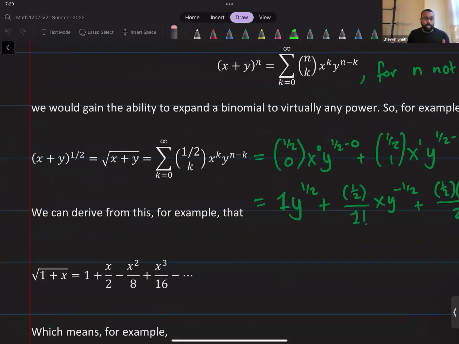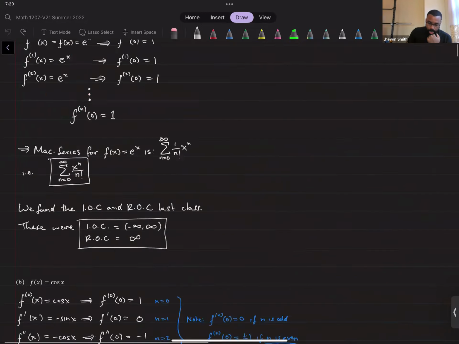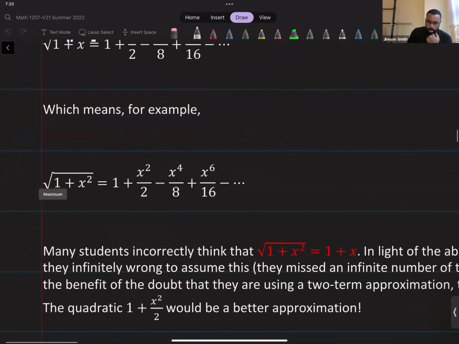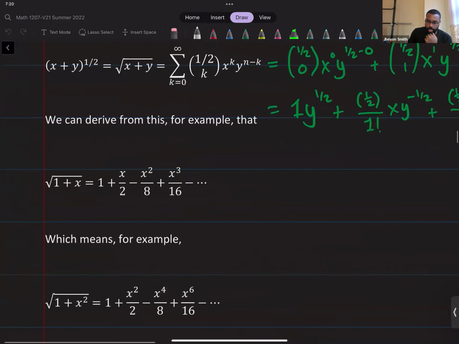Now, because this is a series, it actually converges. I could replace, for example, my x with x squared, and then I would have this expression. The radical of 1 plus x squared is actually this infinite series, and it goes on forever, right? So it's actually 1 plus x squared over 2 minus x to the 4th over 8 plus x to the 6th over 16, and so on. And this will actually continue forever. It will actually never terminate.